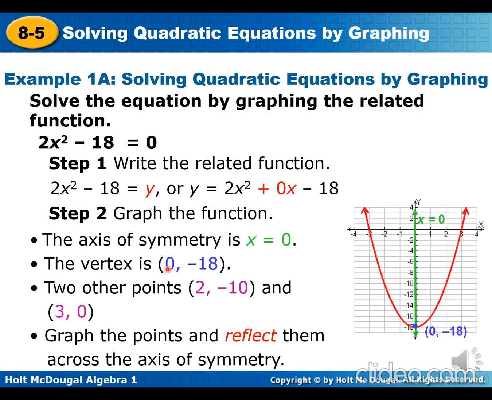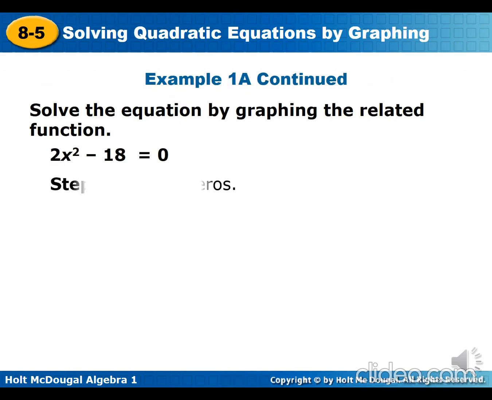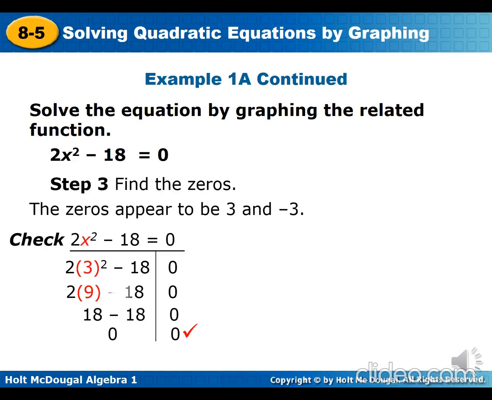So again, here's everything mentioned on the graph. We go to step 3, which is defining the zeros. I have to look for the x-axis and look for the intercepts. As you can see, by chance, I got one of them, which is 3, and the other one will be negative 3. So step 3 gives us 3 and negative 3.